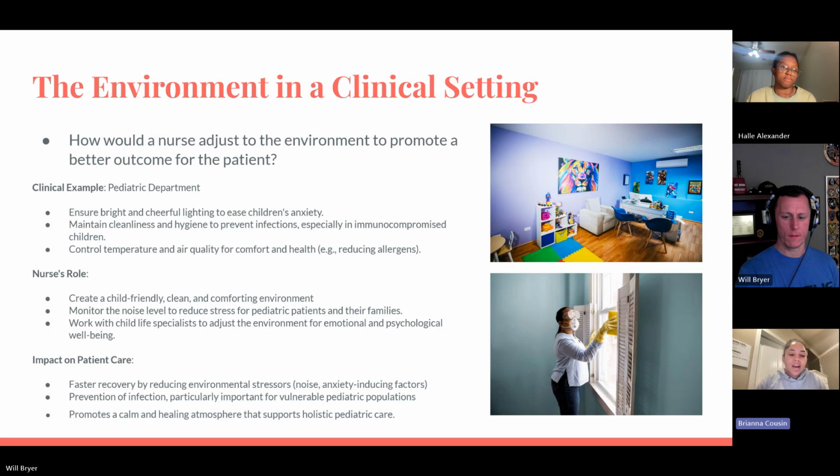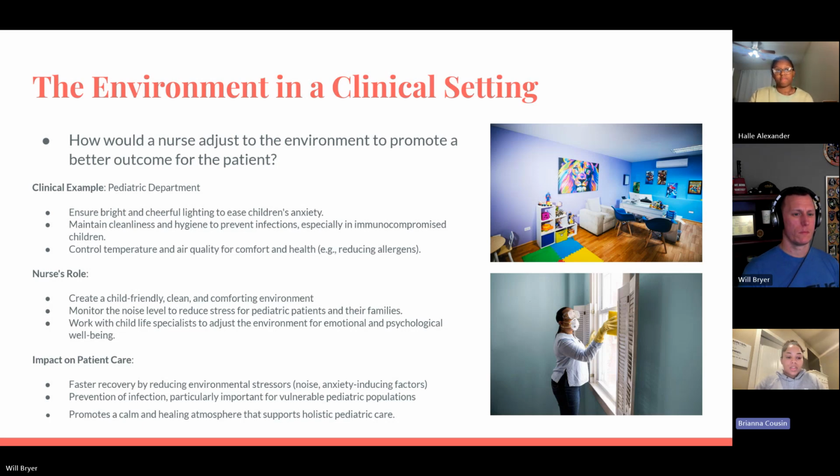All right, so the environment in a clinical setting. As Haley mentioned, Florence Nightingale's main focus was creating an environment that is conducive to increasing patient outcomes. So that is basically what can a nurse adjust in their environment to promote a better outcome for the patient. For example, in a pediatric clinic or pediatric hospital, you want it to be bright and cheerful just to ease children's anxiety.